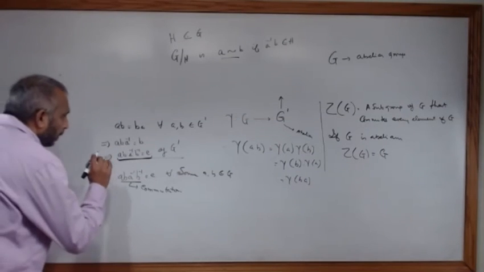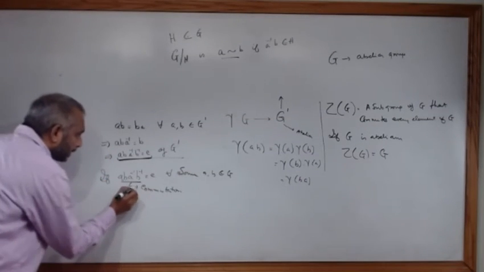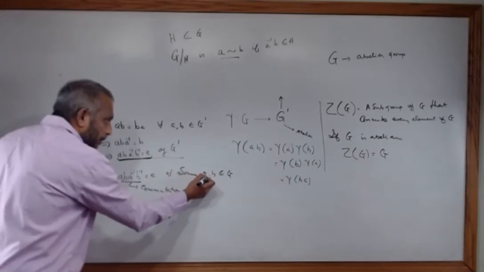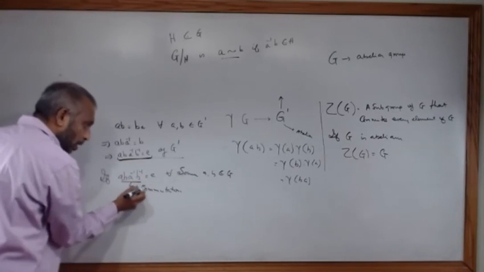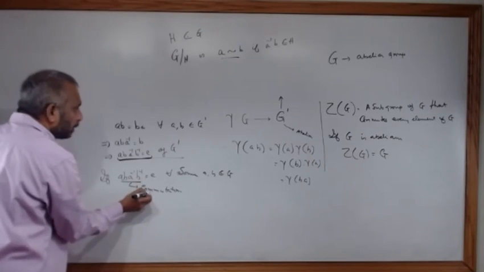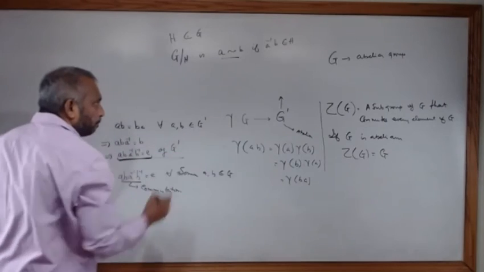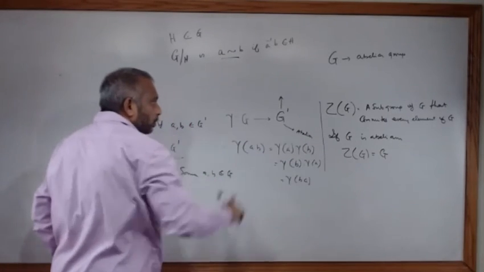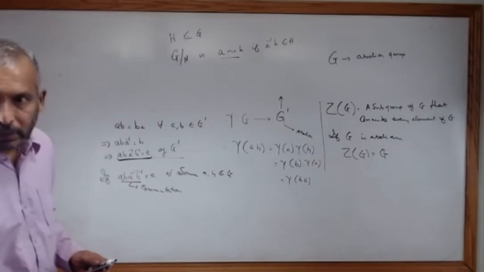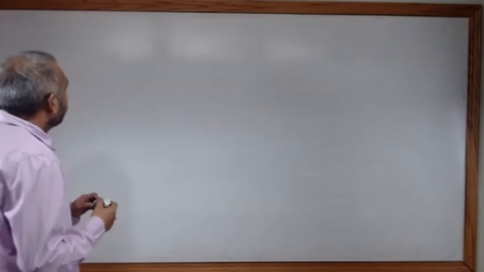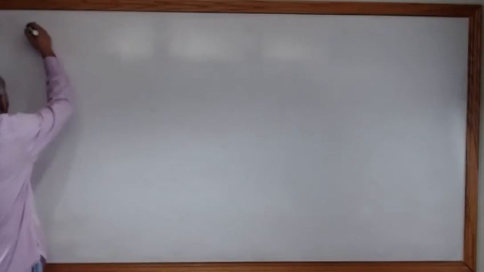So, we are going to collect elements from G to form a subgroup of G, and that will become a normal subgroup of G, so that you can define a factor group. And that factor group will be an abelian group. And that is the plan. So, definition.